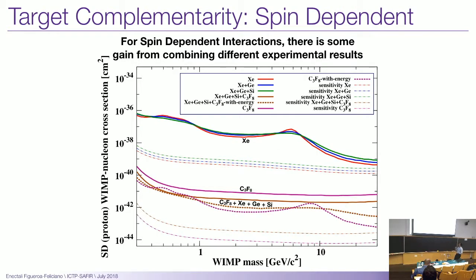For spin dependent, however, you do gain a good amount if you start adding different targets, and that makes sense because you saw that the reconstruction for spin dependent was a lot bigger. There's a lot more scatter, so you can tell the difference more. So when you start adding different targets and looking at all the data together, you can at least go lower than what the effective WIMP discovery limit is.